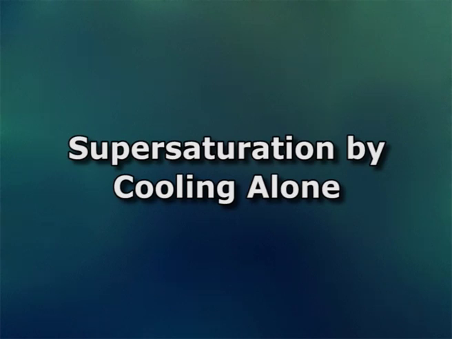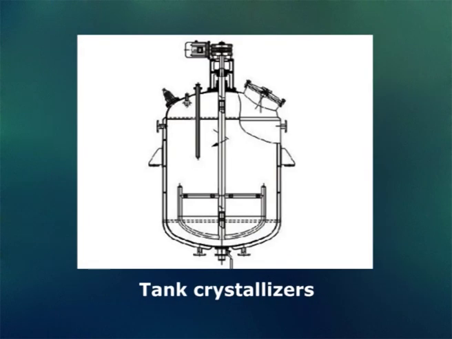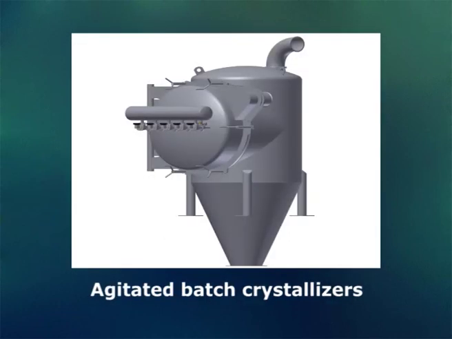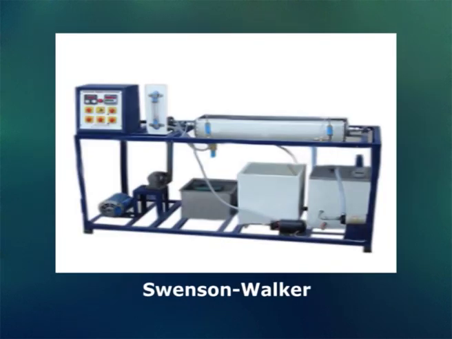Let's look towards crystallization equipment. Those are classified by the methods by which supersaturation is brought about in the process, as given below. That is, first class, supersaturation by cooling alone, in which A is the batch processes, which are further divided into types like tank crystallizers and second type, agitated batch crystallizers. While in B, that is continuous processes, there are two types, that is Swenson-Walker crystallizer and another one.